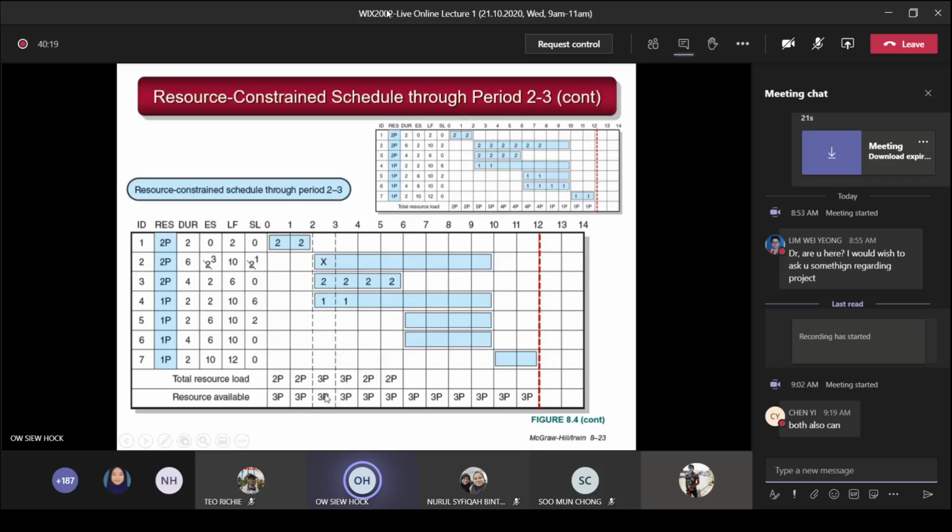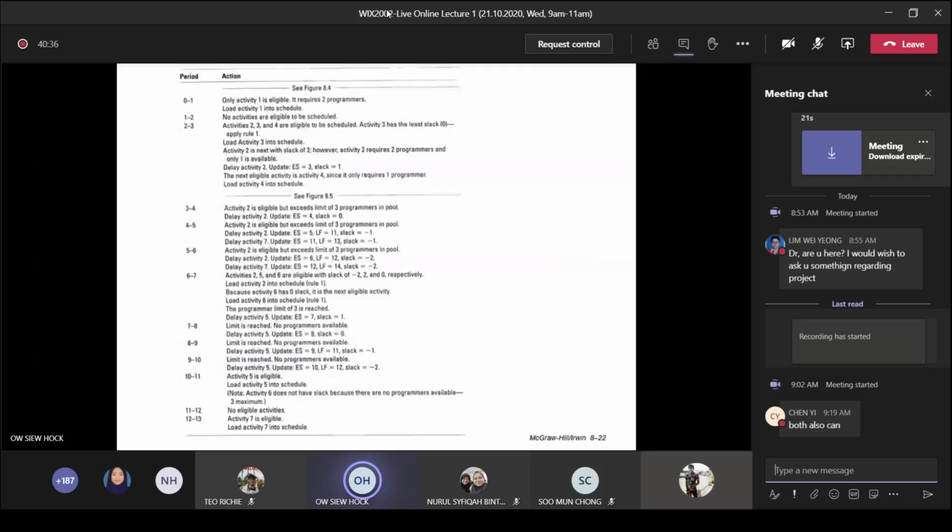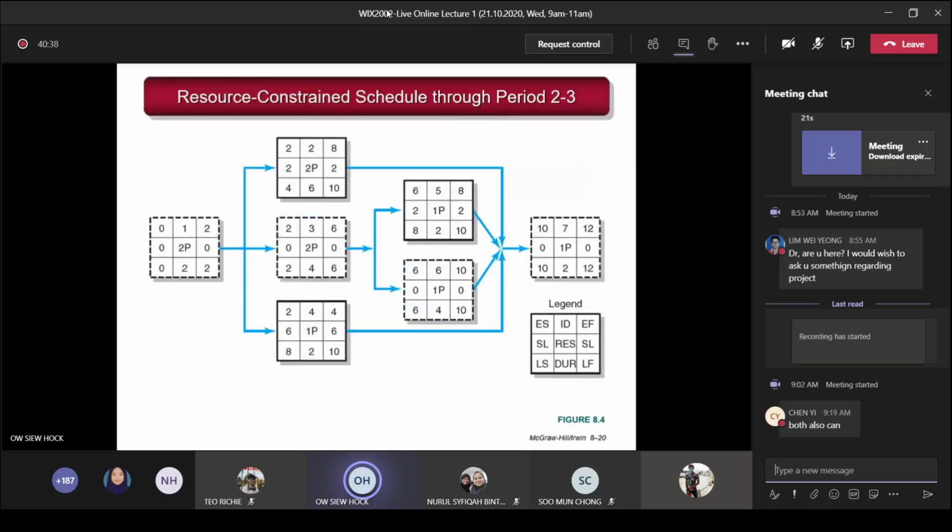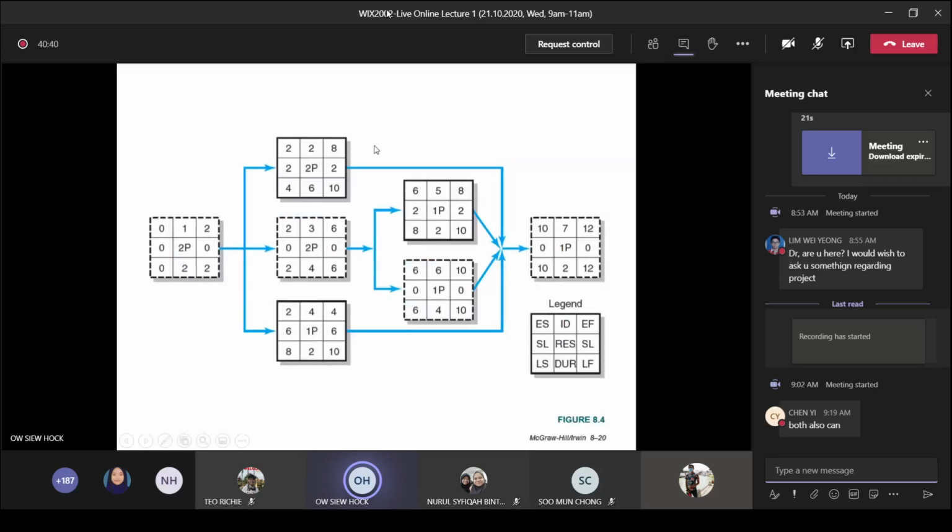So which are the 2 activities you can load? You can start and then you can use the programmers. So remember the heuristic. Heuristic says what? The first rule says the minimum slack. Now you look at the diagram. Which one has the minimum slack? So you go back to this diagram here. This one here. So you can see which one got the minimum slack, which is activity 3, 0, right? So if you load activity 3, then you need 2 programmers.